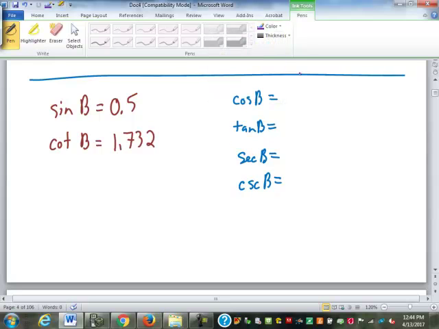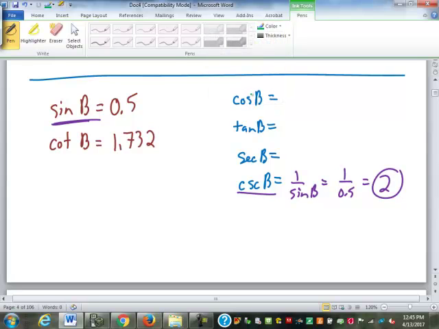Well, there's one that's going to be really easy to find. Which one directly links to sine? Cosecant. That's the 1 over the sine, right? So that's just going to be 1 over 0.5. The cosecant of B is 2.